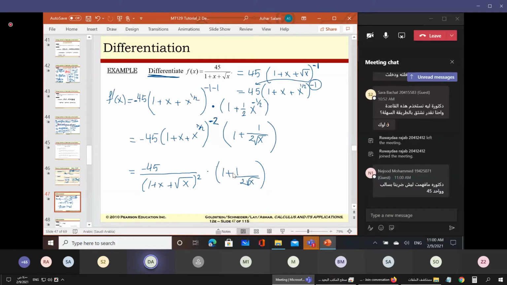Okay, I can make more simplification here. I can unify the denominators. So 2 square root of x as a common denominator, and here 2 square root of x plus 1. I unified the denominators in this bracket, which equals minus 45 multiplied by 2.